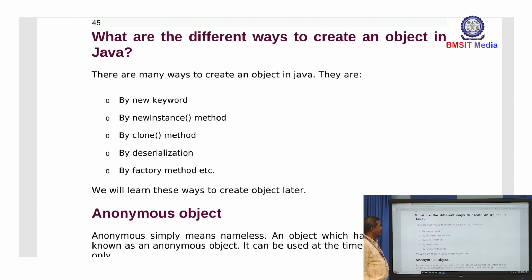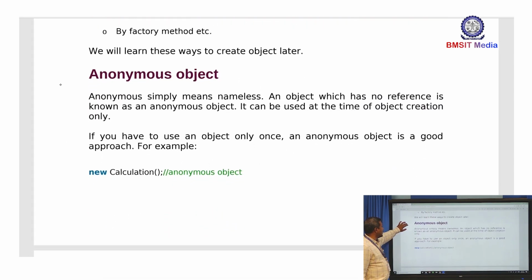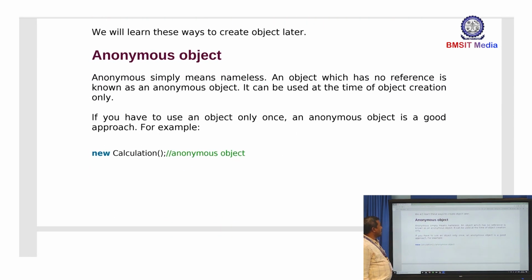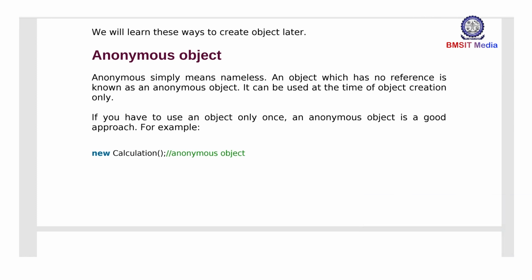There are many methods for creating an object in Java, but the very popularly known ones are the new keyword, the newInstance method, and the clone method. Then what is an anonymous object? Anonymous simply means nameless. An object which has no reference is known as an anonymous object. It can be used at the time of object creation only. If we have to use the object only once, an anonymous object is a good approach.